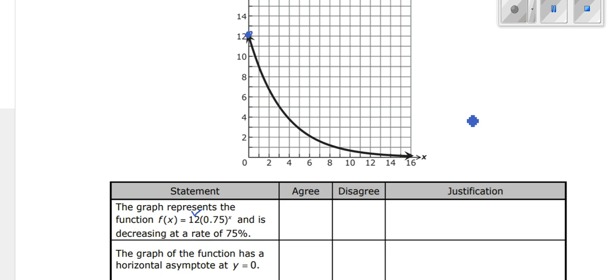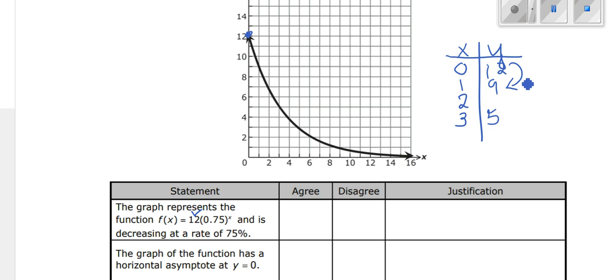Okay, so let's set up a table of values to examine my growth rate. So my initial value is 12. My first value looks like it's 9. My second value is kind of hard to see, but my third value is at 5. But just between 12 and 9, working to find my growth rate, I get 3/4. So it's multiplying by 3/4, just like my function says.